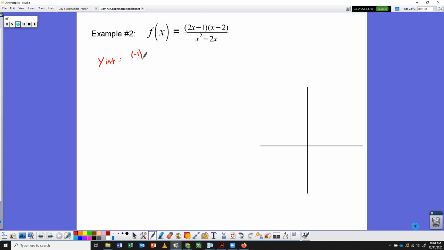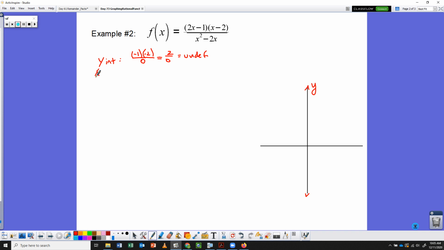0 minus 2 makes negative 2. So my numerator would be negative 1 times negative 2, which is 2. And the bottom part, when I put a 0 in everywhere for x, is 0. So you have 2 over 0, which is undefined. Again, what that means, if you have a y-intercept that's undefined, is that your graph never actually touches the y-axis. Probably means my y-axis is a vertical asymptote.